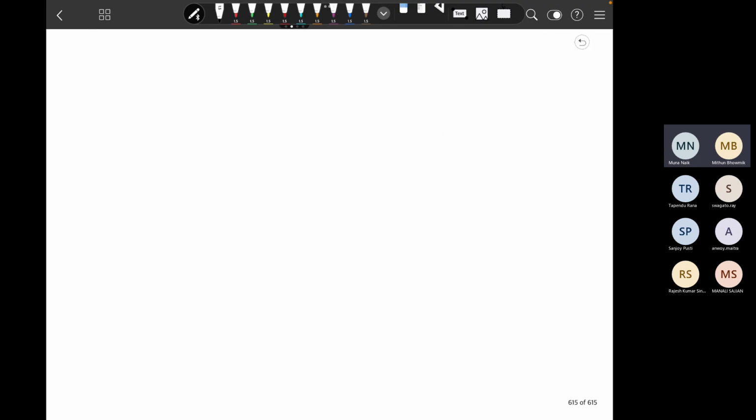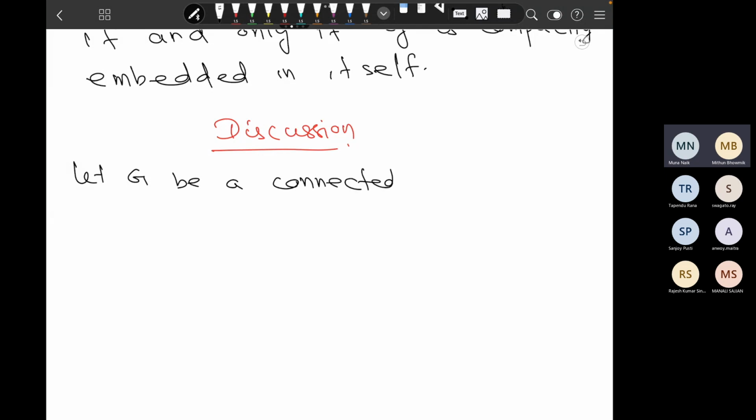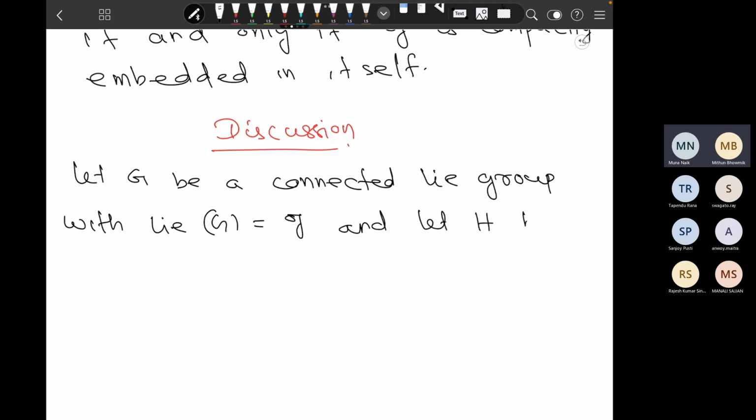Now let us discuss what this means about a compact Lie algebra and why this is important. So, discussion: let G be a connected Lie group with Lie algebra 𝔤, and let H be a connected Lie subgroup.